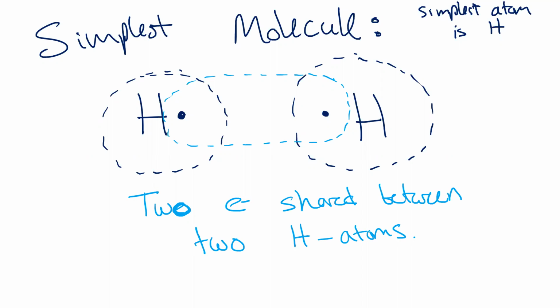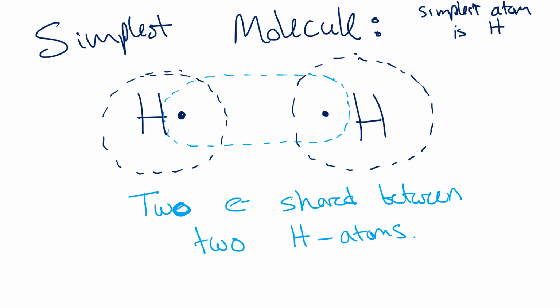Because remember, a molecule requires covalent bonds. We're not talking about an ionic compound here. We're talking about a molecule. So therefore, we need to be sharing electrons. The simplest thing that could share electrons is 2 H atoms. Okay.